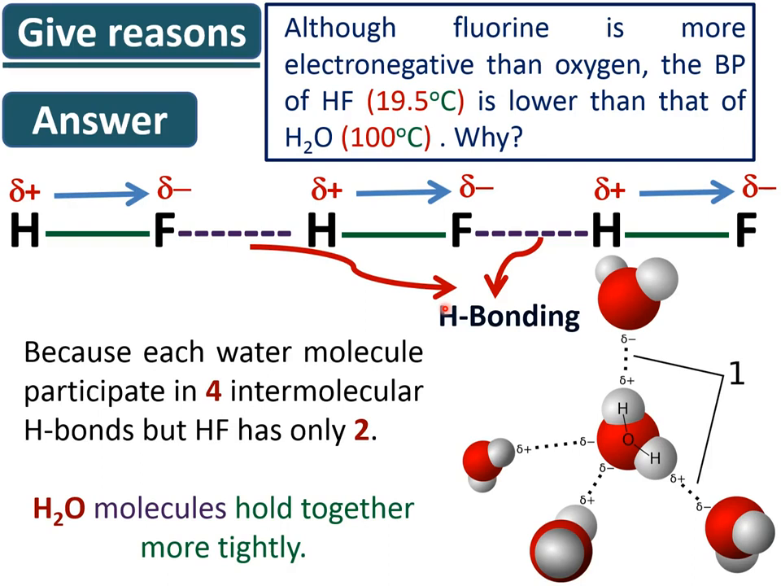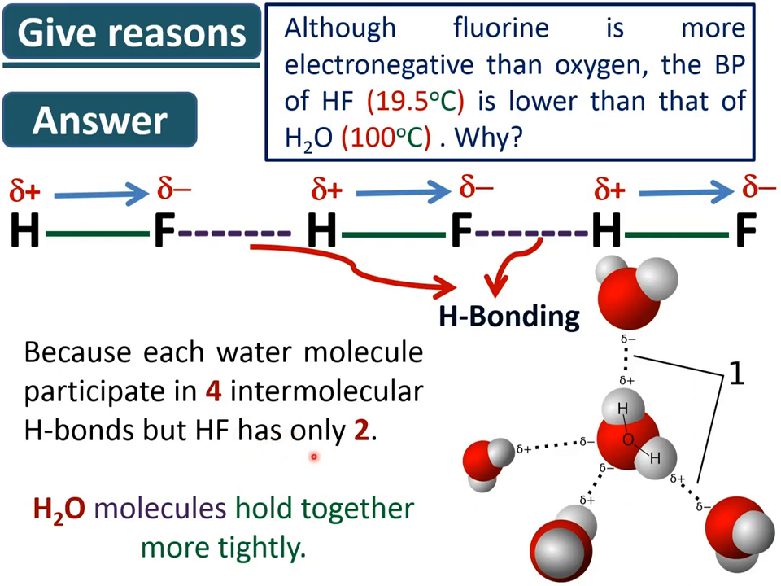So water participates in 4 bonds. Every single oxygen atom in a water molecule can participate in 2 different hydrogen bonds with 2 other molecules, and the hydrogen can participate with 1, and this hydrogen with 1. So overall, we have 4 hydrogen bonds for every single water molecule. So water molecules hold together more tightly, so it requires more energy to evaporate water than HF.